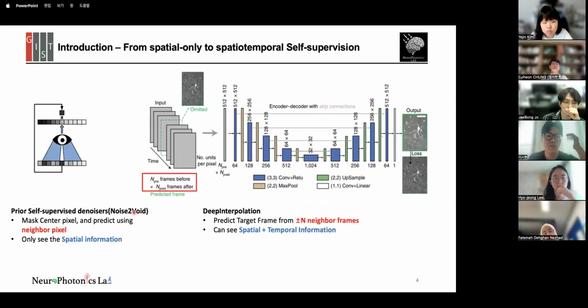At our last lab meeting, I introduced Noise2Void. Maybe you guys remember it. It masks the center pixel and predicts it from neighbor pixels. So it only sees the single image's spatial information. In contrast, deep interpolation masks the frame and predicts this frame from a number of neighbor frames. So by using these multiple frames, you can see the spatial and temporal information.